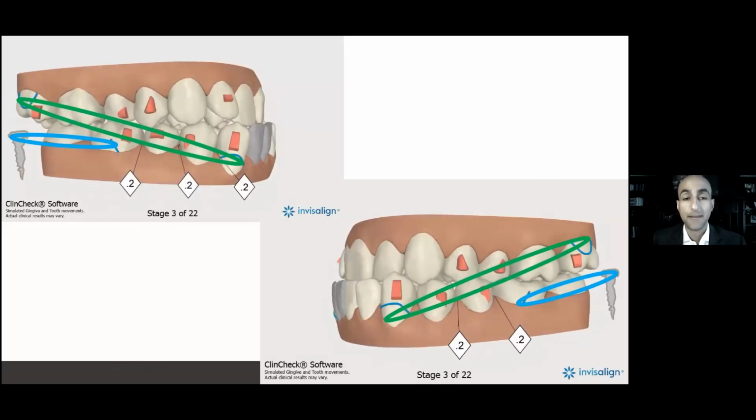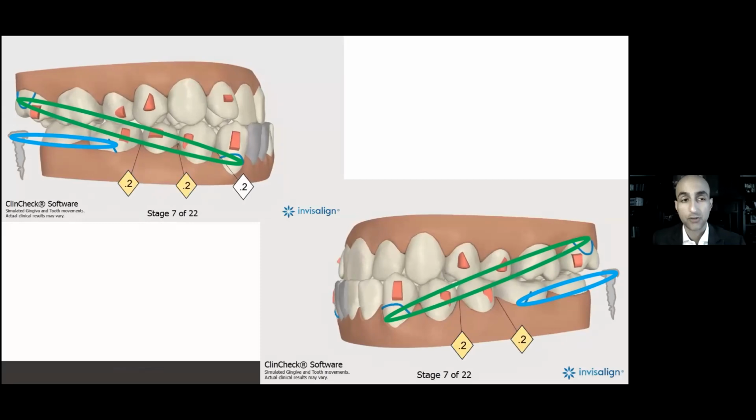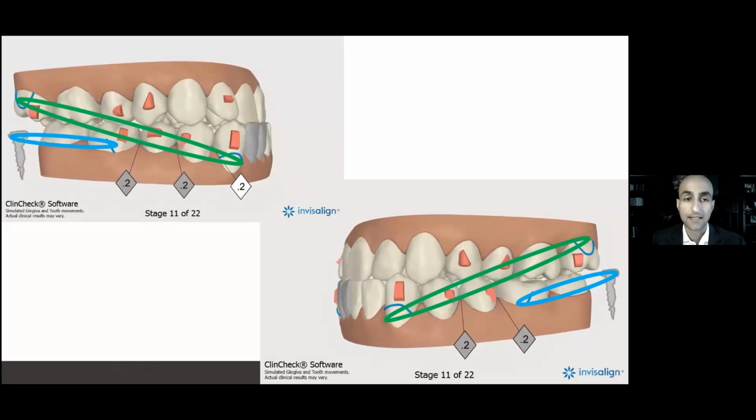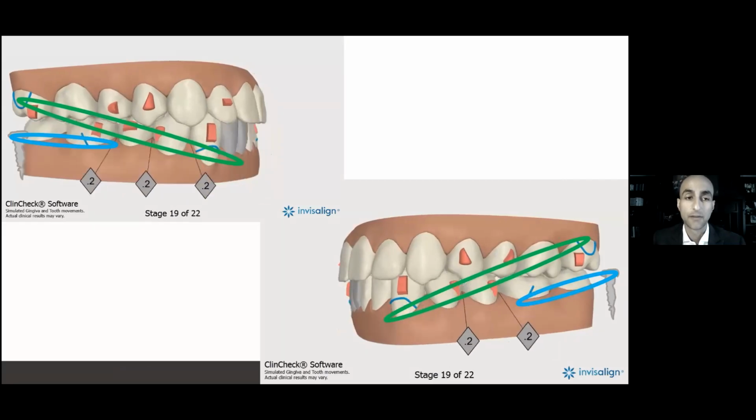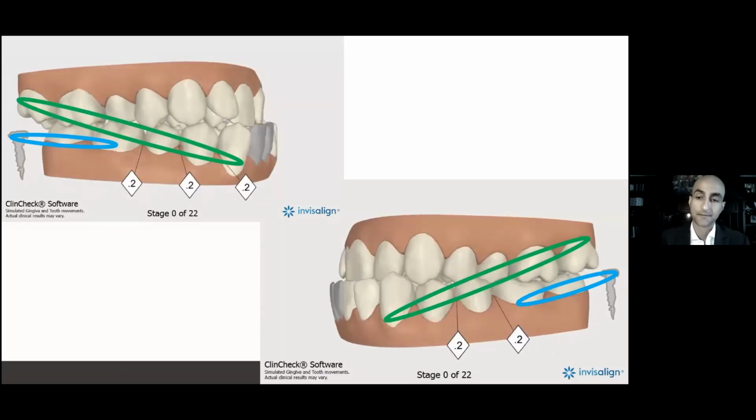That's a lot of bite jump. That's a lot of arch coordination, and that's representing again the en masse distal movement I'm expecting to get from the use of the elastics.